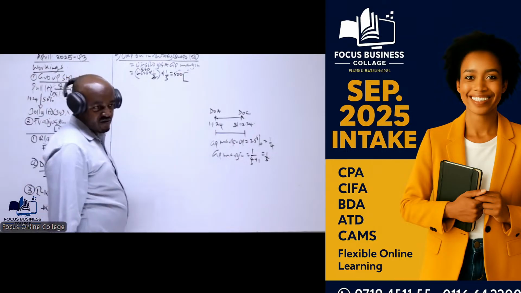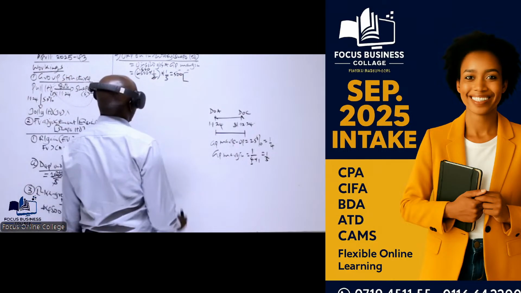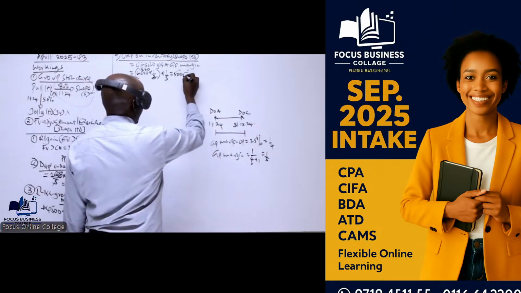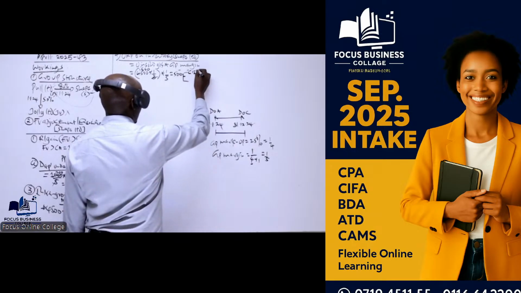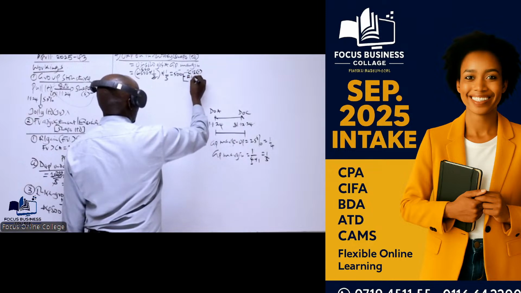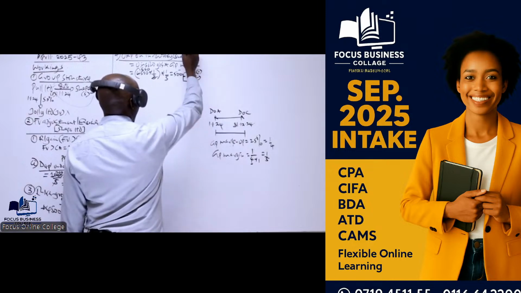So this 500, which is basically the amount of unrealized profit, number one, should be deducted from the group inventory. Number two, it should be deducted from the retained earnings of this.